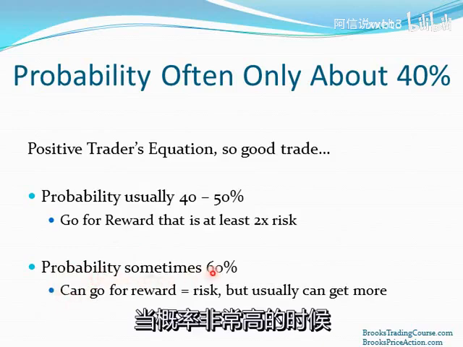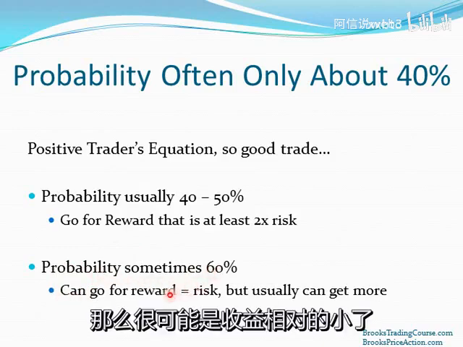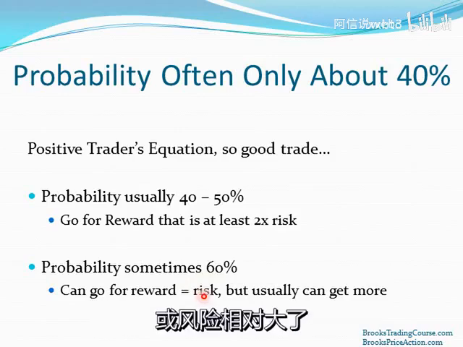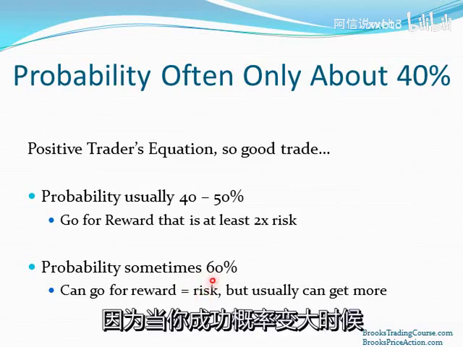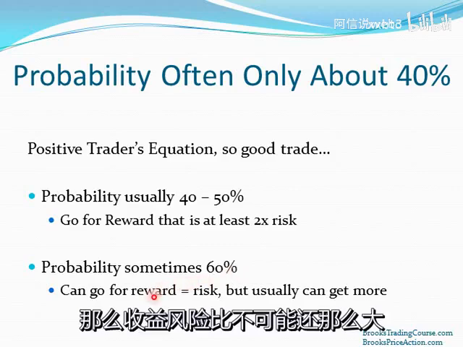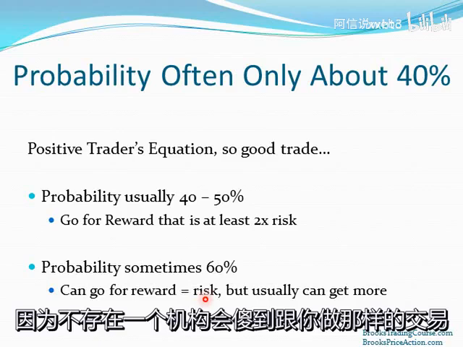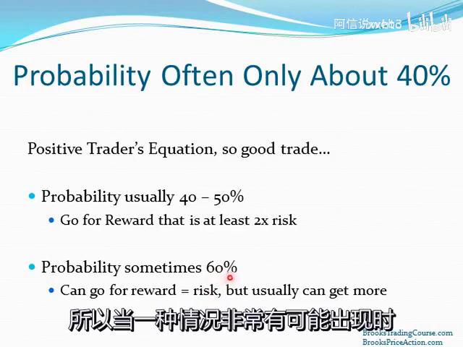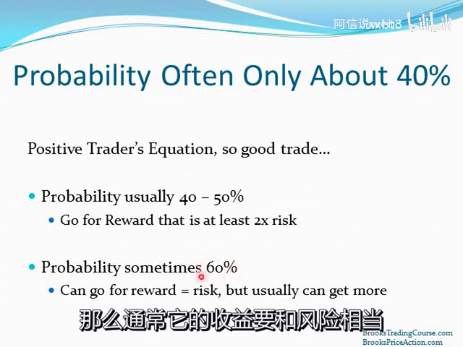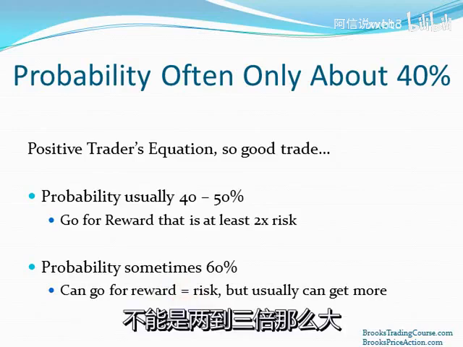When the probability is very high, chances are the reward is going to be smaller or the risk is going to be larger, because whenever you have something that has a very high probability, you cannot also have a high reward compared to risk, because there won't be an institution willing to take the other side of that trade. So whenever something looks very likely to happen, in general, the reward is going to be about the size of the risk and not 2 or 3 times bigger.